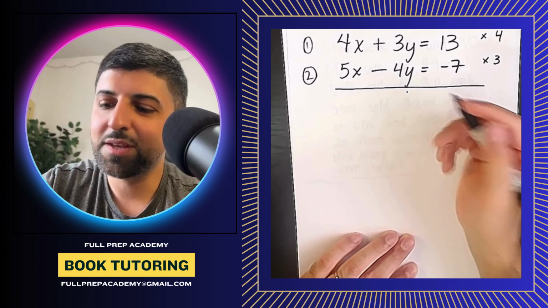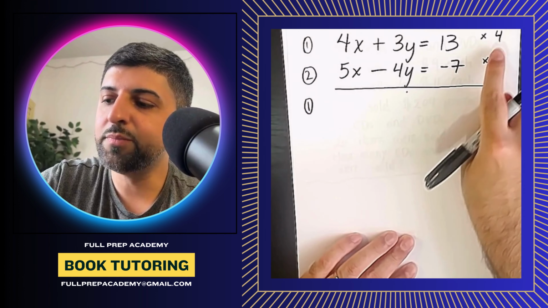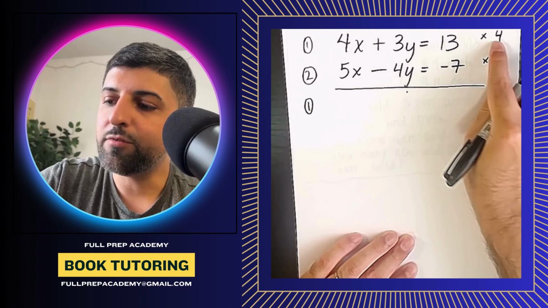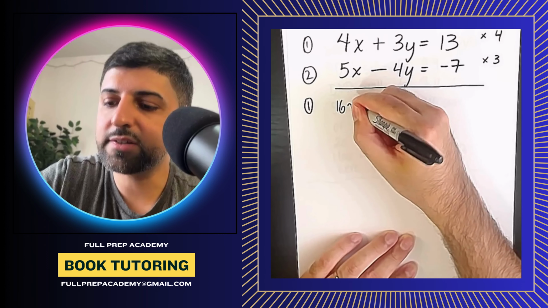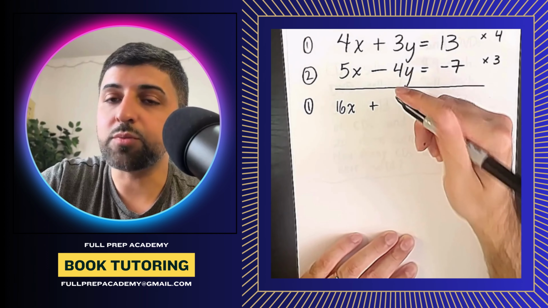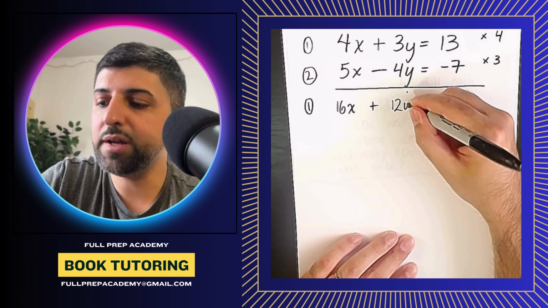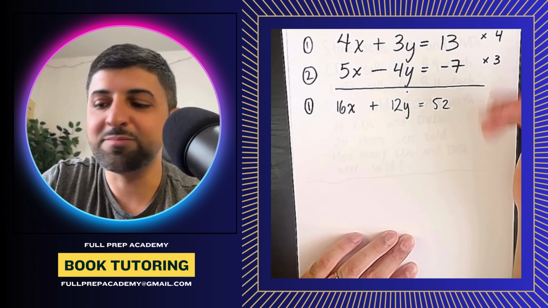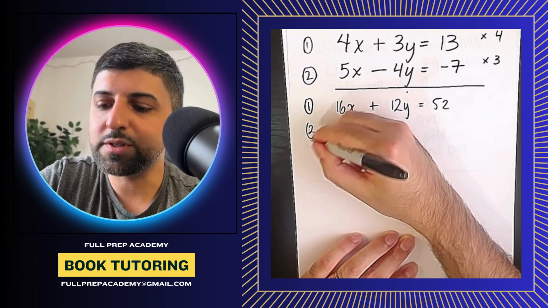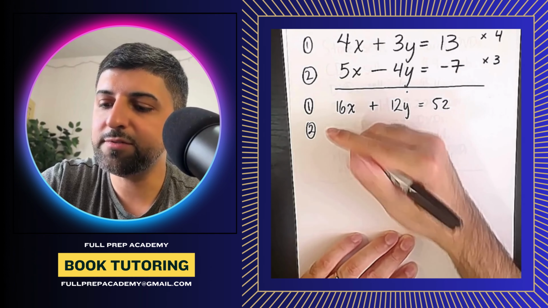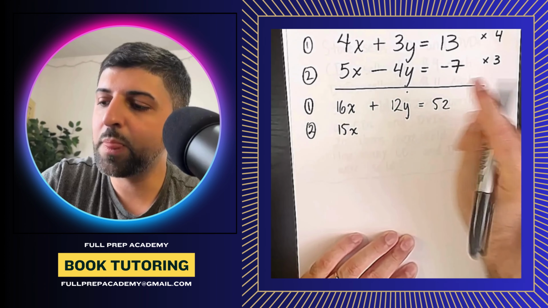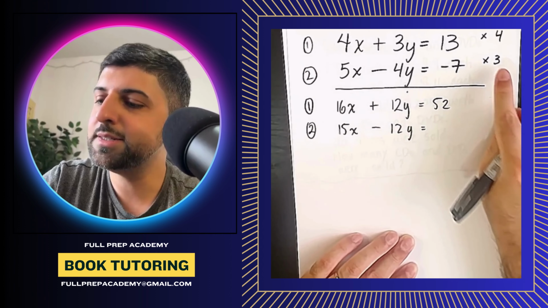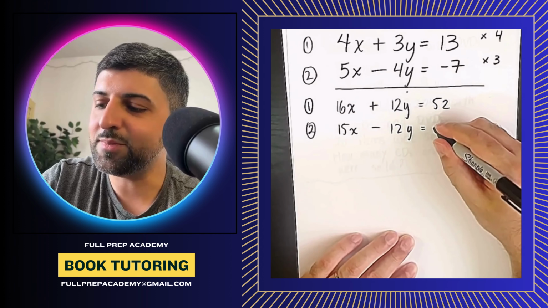Amazing. So let's rewrite equation 1. If I multiply 4 into every single term, 4 times 4, 16x. 4 times 3y is going to be 12y. 4 times 13, 52. Amazing. Equation 2. Let's go on to that one. 3 times 5, 15x. 3 times negative 4, negative 12y. Aha. 3 times negative 7, negative 21.